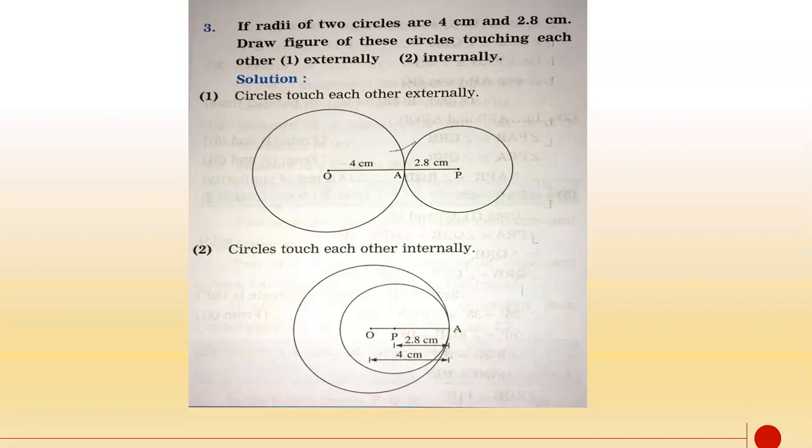The second figure is of circles which touch each other internally. So I have a bigger circle with center O, radius OA 4 centimeters, and a smaller circle with center P, radius PA 2.8 centimeters. Their point of contact is A. Here O-P-A are collinear.